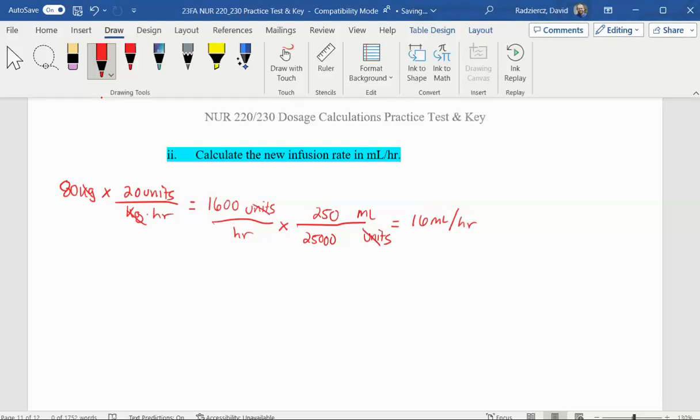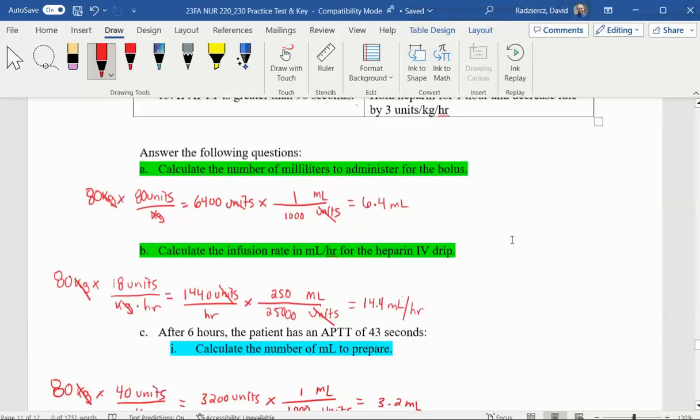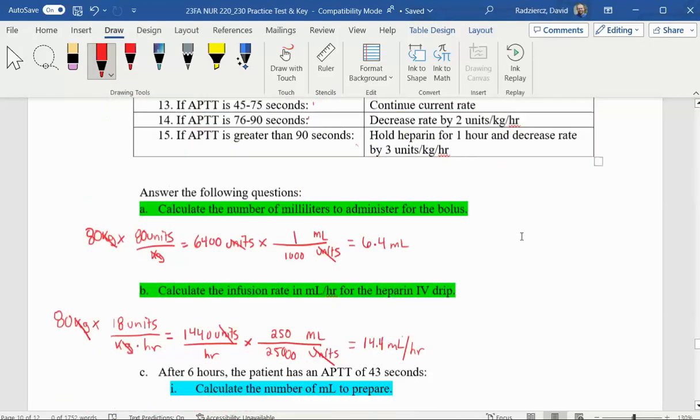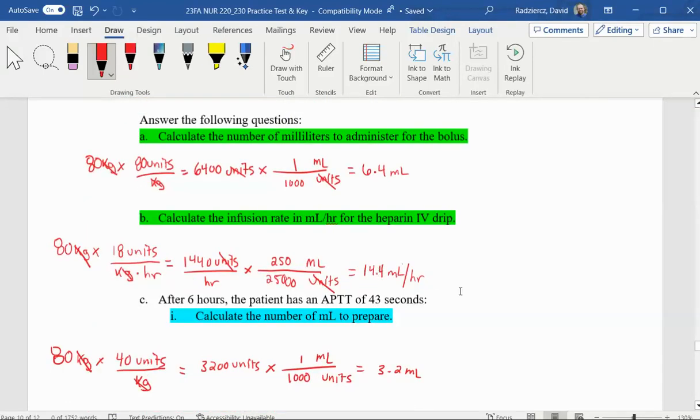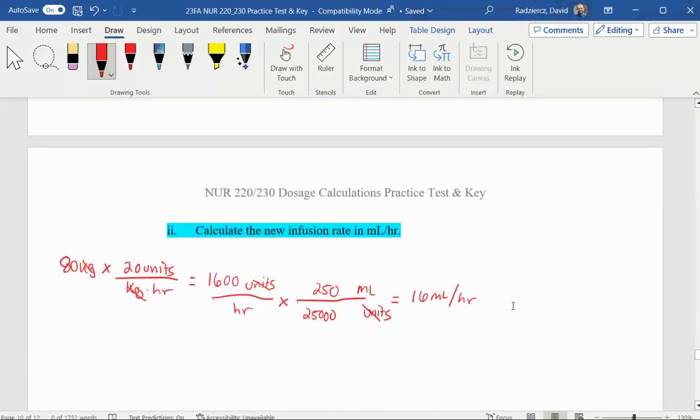Where people go wrong, although this would have worked out closely, is they'll think, I'm increasing by 2 units per hour, so that'll go from 14.4 milliliters to 16.4 milliliters. You'd be close, but you'd be wrong, because it's not going to be 2 milliliters per hour. It was 2 units per kilogram per hour, which is why you have to convert 18 to 20 and redo the math.